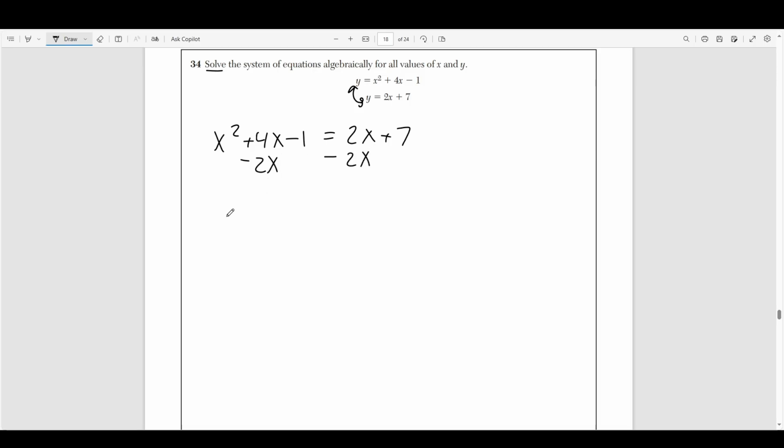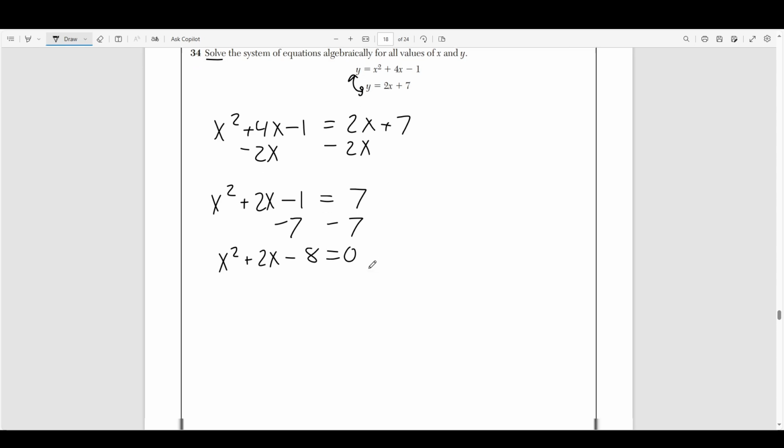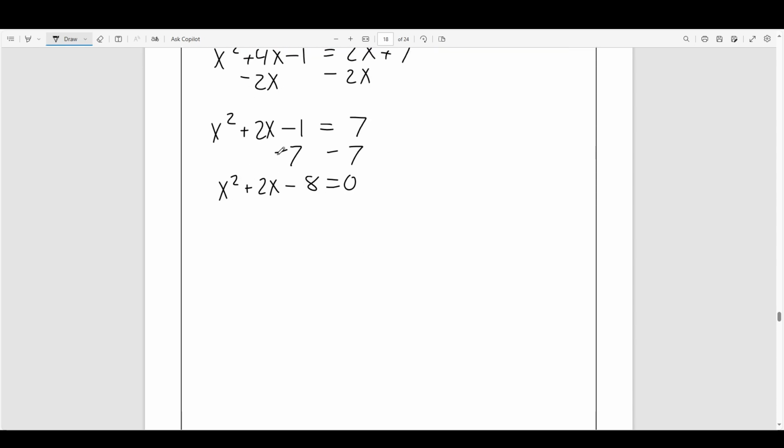So now, all I have to do is combine like terms, so I can subtract 2x from both sides, and I get that x squared plus 2x minus 1 is equal to 7, and I could subtract 7 on both sides, and I get that x squared plus 2x minus 8 is equal to 0. So now I can factor out this quadratic, and I'm going to use FOIL.